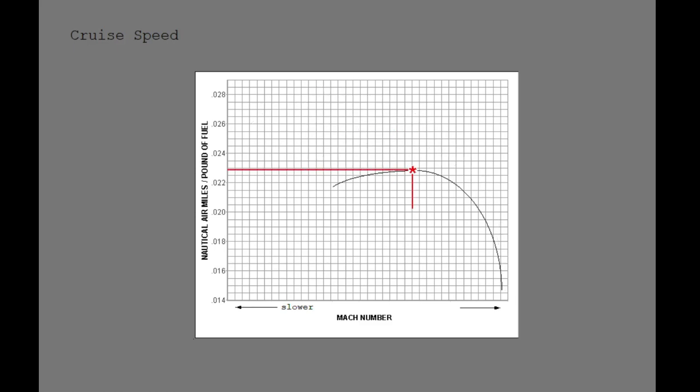The speed at which the airplane achieves the highest fuel mileage possible is called the maximum range cruise speed. Therefore, maximum range cruise speed is not a constant value. It varies with weight.